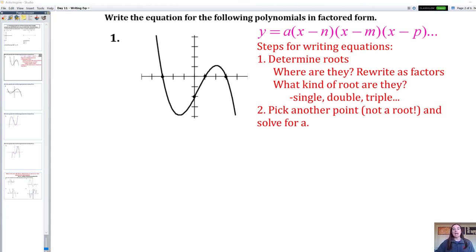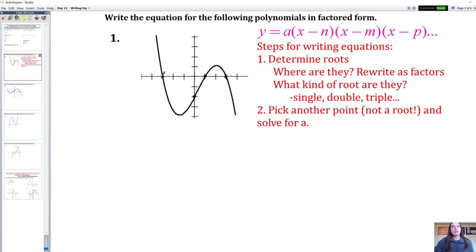is. When I mean A, I'm looking at this equation. This is the general equation for a polynomial. It could go on for as long as we need it to. Y is equal to A times some factor times some factor times some factor. So in number one, first I'm going to figure out what my factors are and what kinds of factors they are. Am I going through them? Am I bouncing off of them? Is it a squiggle? That sort of thing.